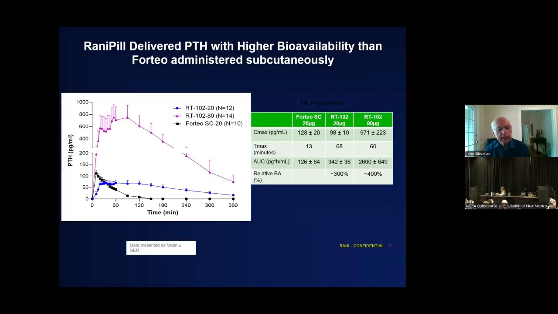But very interestingly, if you look at parathyroid hormone availability, of course, the control would be Forteo, and you see the typical spike and then the downturn over a couple of hours. But with this Rani pill, at the higher dose with the purple triangles, and at the lower dose of the blue, you see an uptake that's pretty robust. But I'm curious about this long tail. And it's also long when you come to the lower dose.